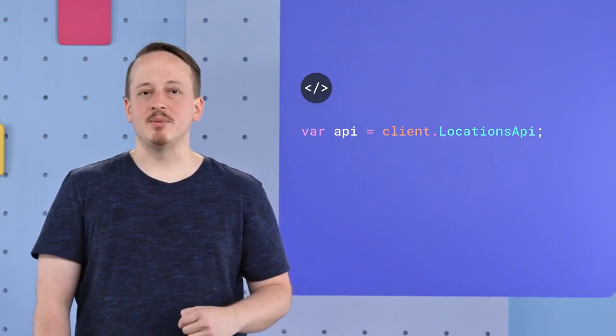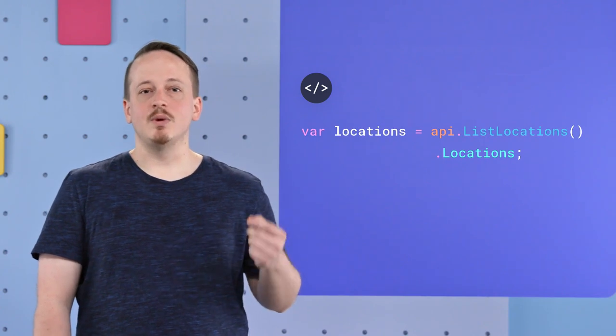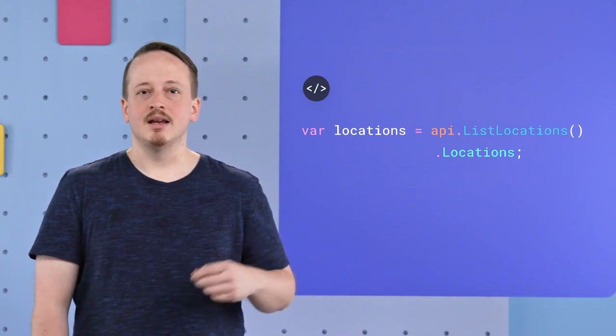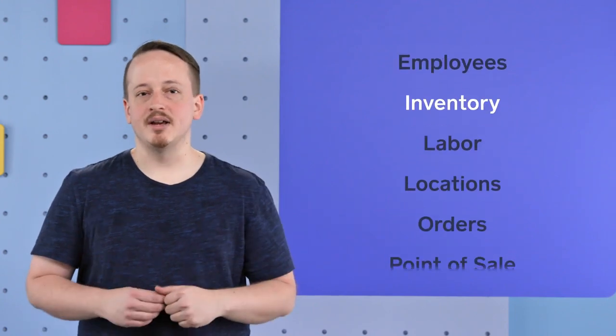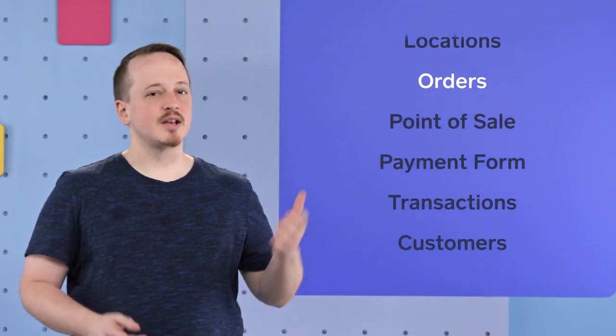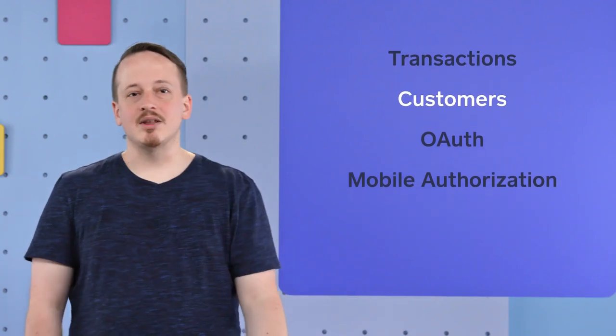Now that we've connected our client, let's take a look at one of Square's many APIs, specifically the endpoint to list locations. First, we'll instantiate the locations API. And then we can list all the locations. This is just one example from locations API, but there are tons of other APIs, like payments, orders, and all these others. Together, you can use these APIs to run your business.